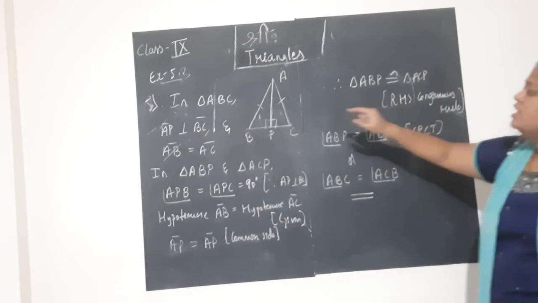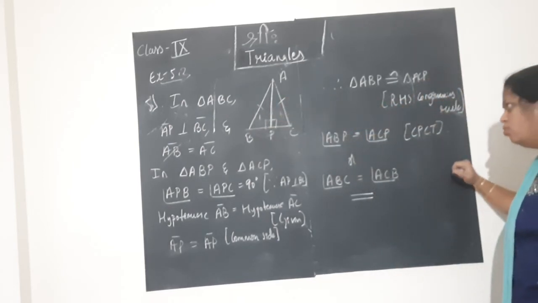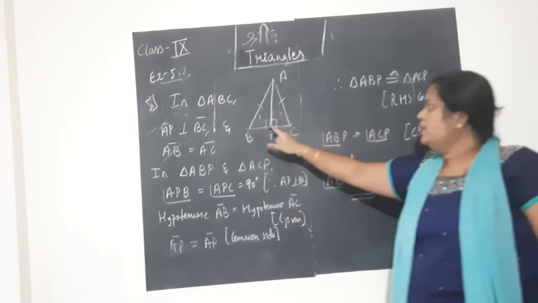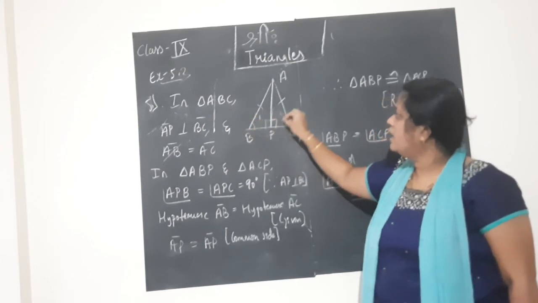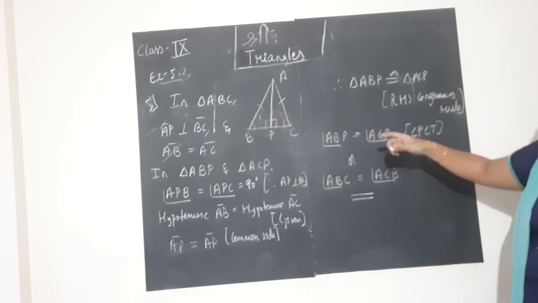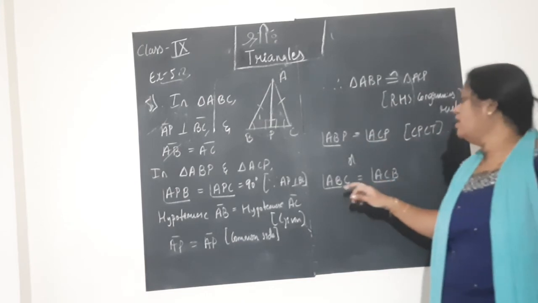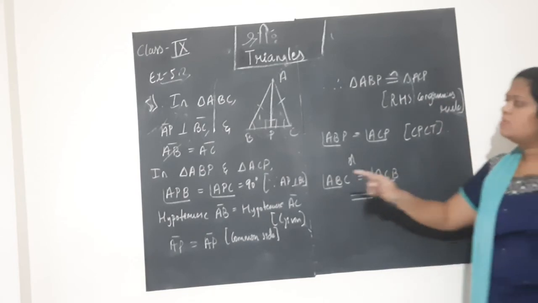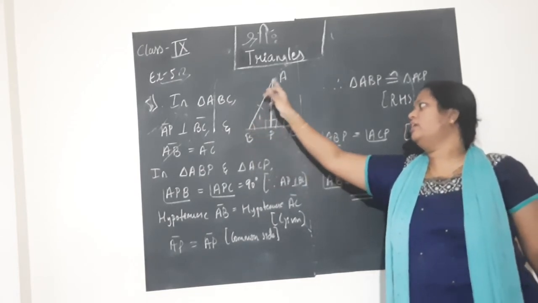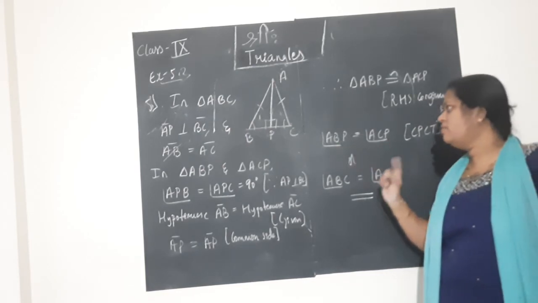Triangle ABP is congruent to triangle APC by the RHS congruency rule. So, angle P is equal, and of course, we can say angle B equals angle C, or angle ABP is equal to angle ACP by CPCT, or angle ABC is equal to angle ACB. In terms of P, if you want to tell, you can tell. In terms of C, if you want to tell also, you can tell by CPCT. So, we just need to prove angle B equals angle C.